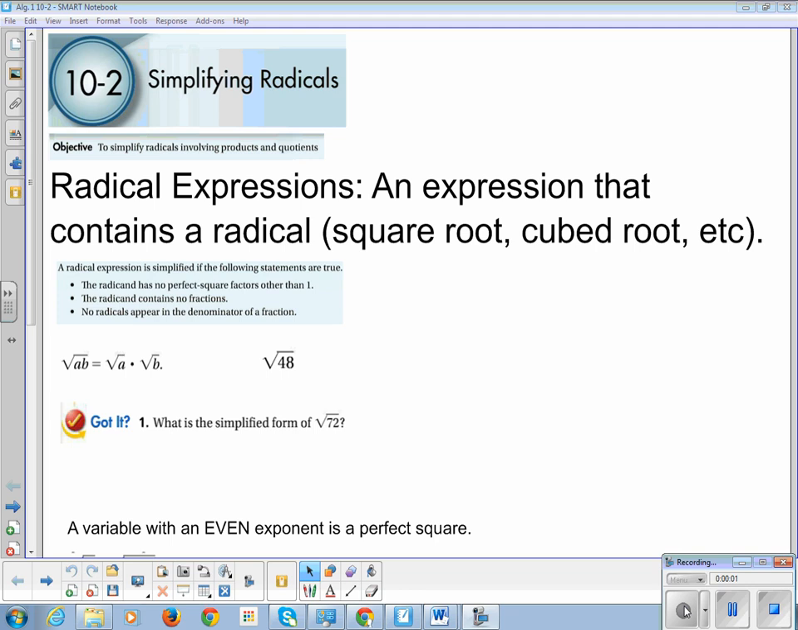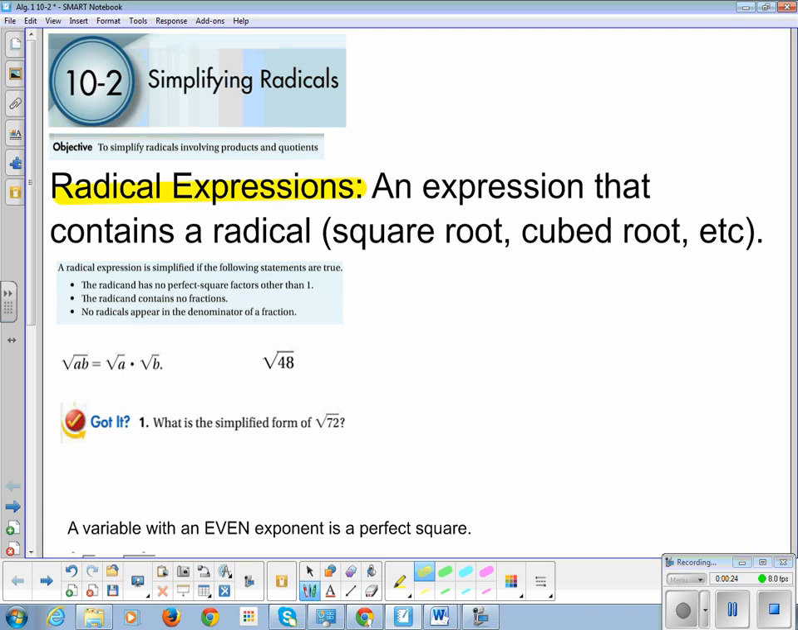So this is chapter 10, section 2, simplifying radicals. Our learning objective is to simplify radicals involving products, which is multiplication, and quotients, which is division. So we're going to be using some verbiage.